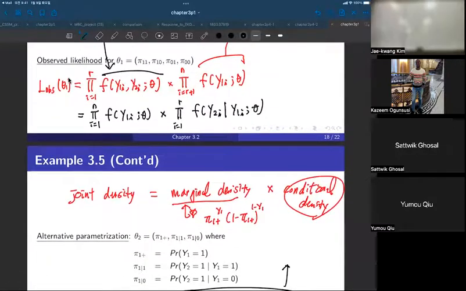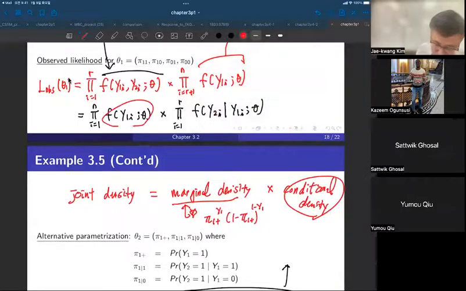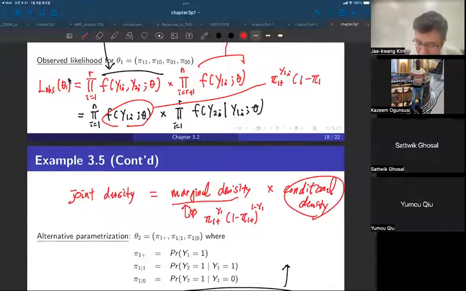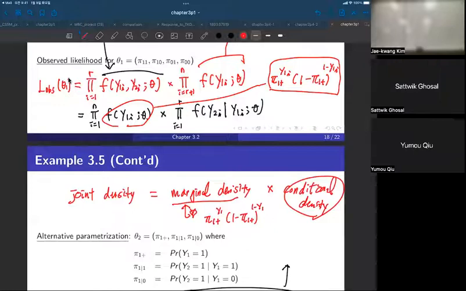So basically we have, let's calm down, pi1 plus to the y1i times 1 minus pi1 plus to the 1 minus y1i. That's it. We don't really have to worry about this. Now, let's take a look at this carefully.